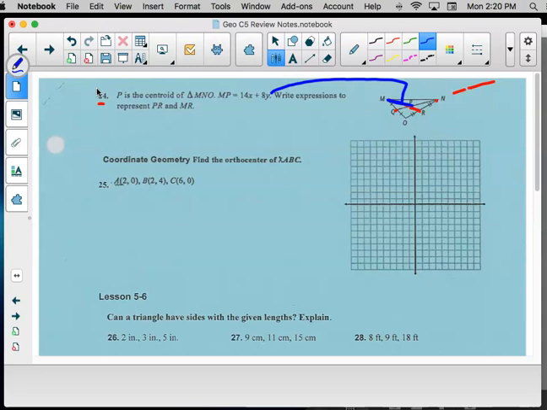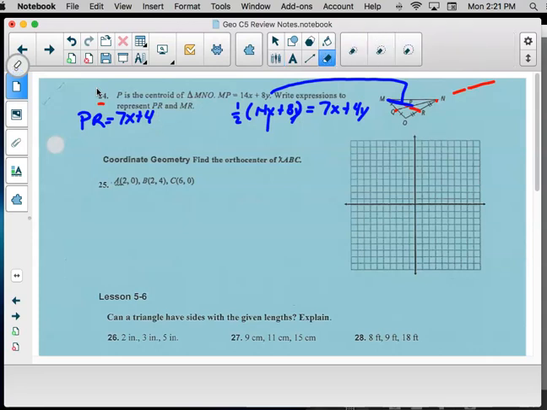Well, MP is the two-part, okay, because it goes from the vertex to the centroid. So take half of 14x plus 8y, and that's going to be 7x plus 4y. So that's my half part. So I know that that's PR. PR is equal to 7x plus 4y.